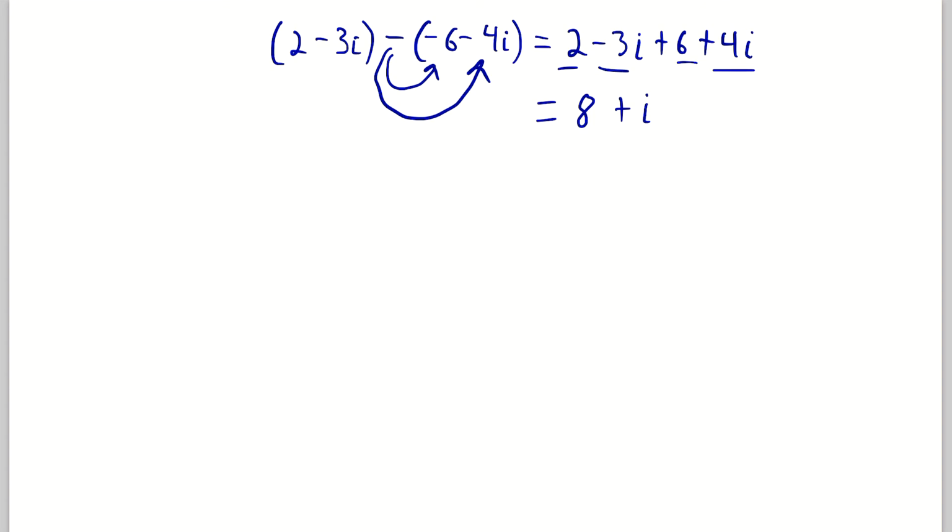And that's really all there is to adding and subtracting complex numbers. You just have to keep an eye on your signs, so if there are negatives involved, make sure you deal with those appropriately. You have to distribute a negative. If you're subtracting, distribute the negative through the complex number. Remember that a negative times a negative is a positive, and just add up your like terms, and then you should be golden.